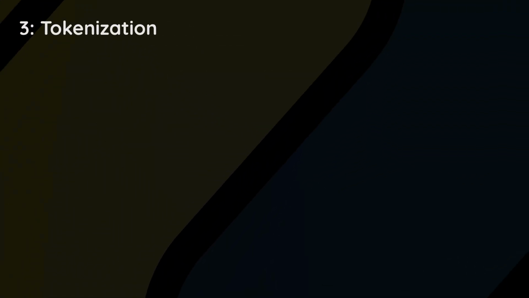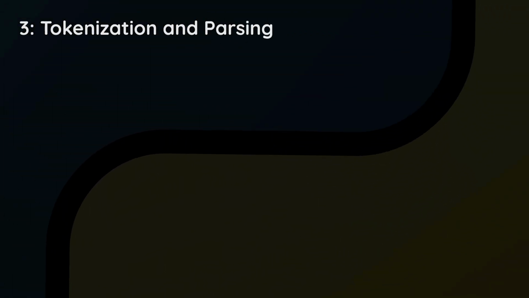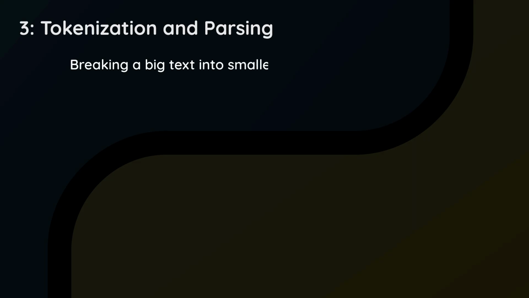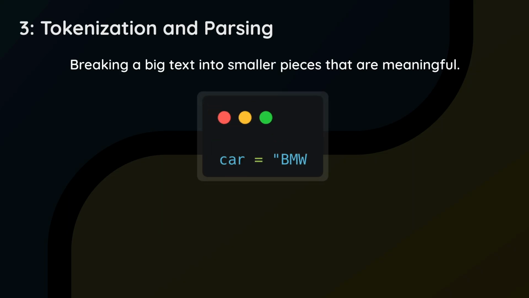Step 3. When the Python parser sees the source code file, it is just a stream of characters and it has no idea about its meaning. The first step is to tokenize this text. Tokenization means breaking a big text into smaller pieces that are meaningful for Python. For example, consider this Python program in which I defined a variable and assigned the value BMW to it. However, I did not put the enclosing quotation marks on purpose.